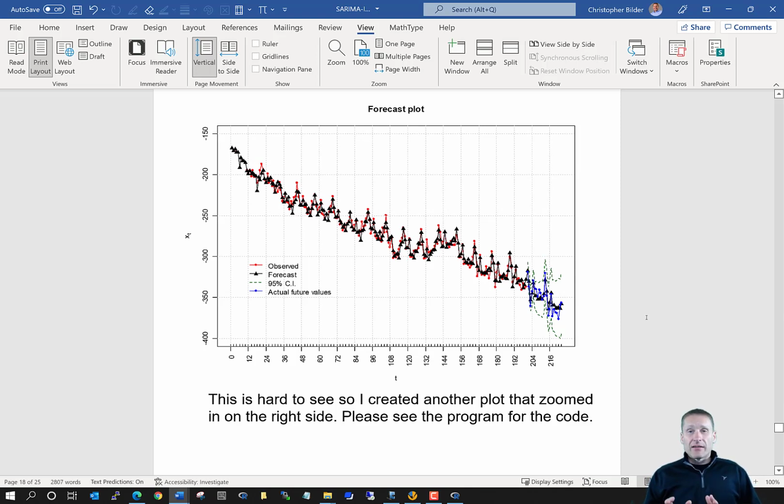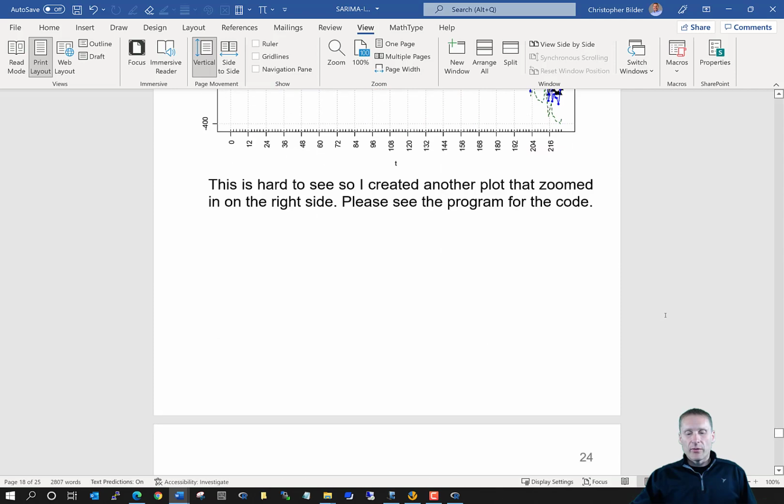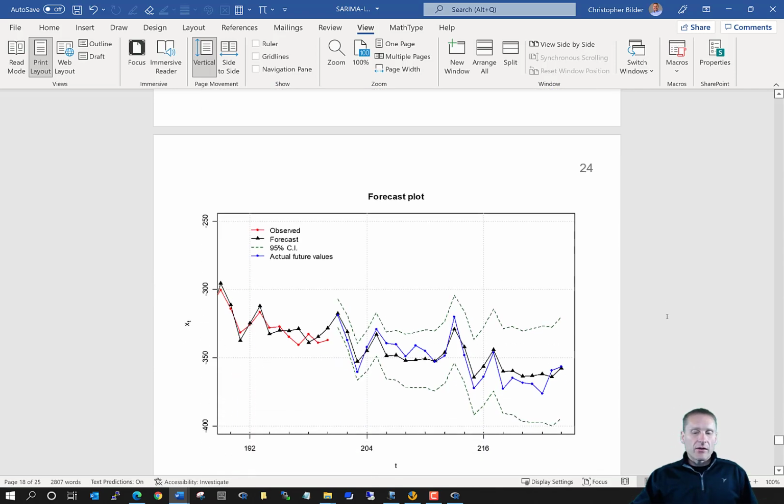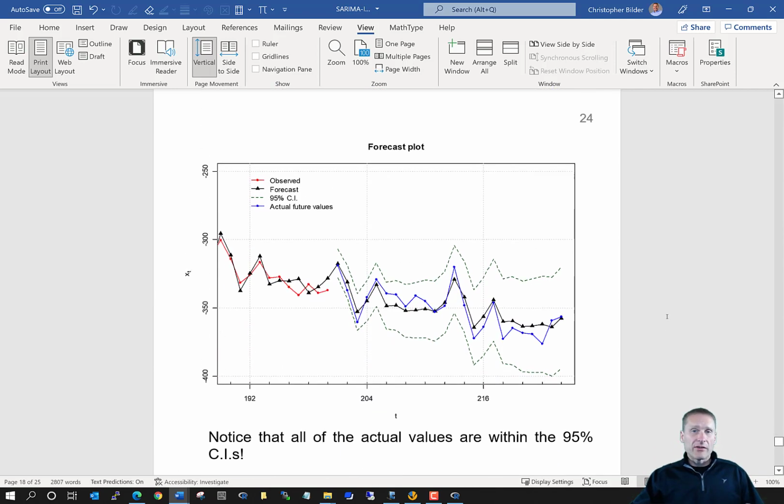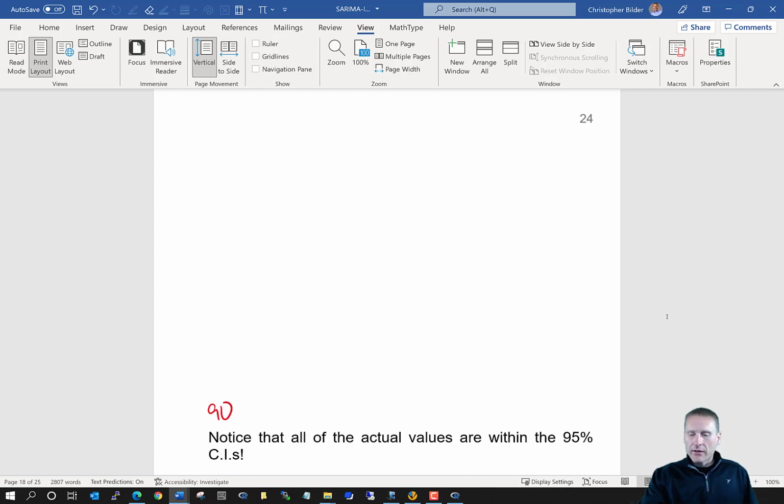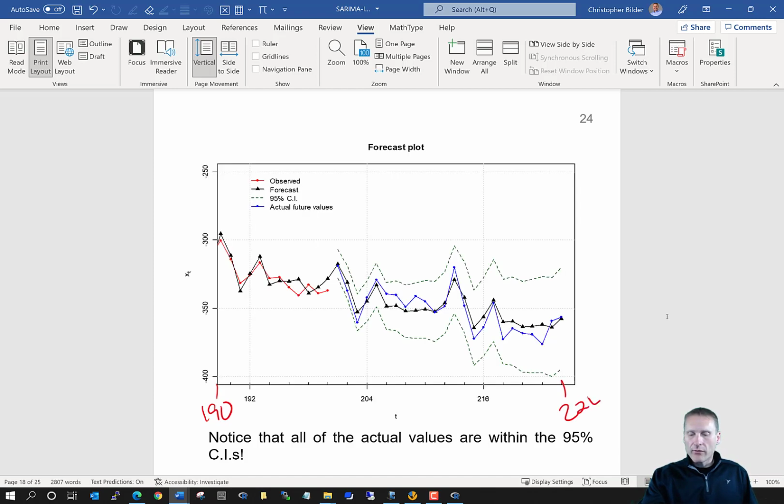There's obviously a lot of stuff going on in this plot. So this is one of these situations where let's zoom in. That would be very helpful to better see what's going on. You can see the corresponding code in my program for how I zoom in. I use similar methods as in the past. Okay, so I'm starting at time point 190 and going up to time point 224.